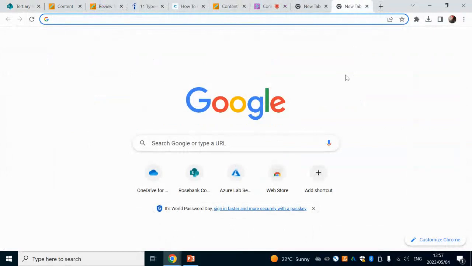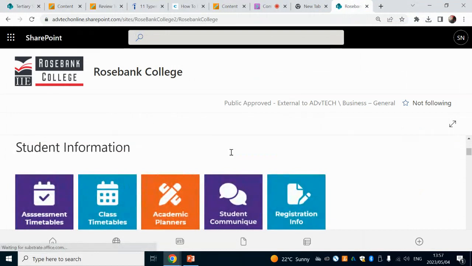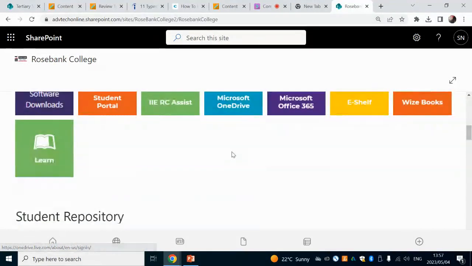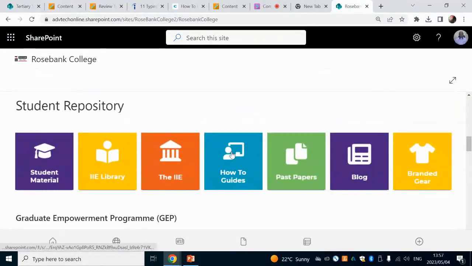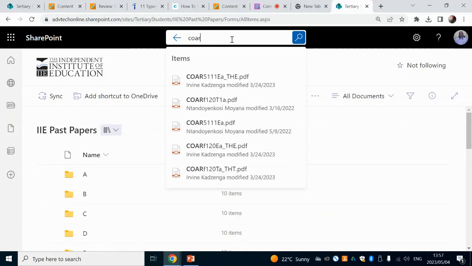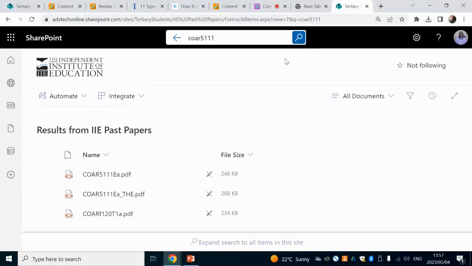Rosebank College. So on the intranet, I can go back and I can look for the past papers, or they've added the link right here. So it used to be under library before. So they've got past papers. And what am I looking for? COAR. And I'm going to put 5111 because there's different papers. And then I'm just going to search and see what it comes up with.